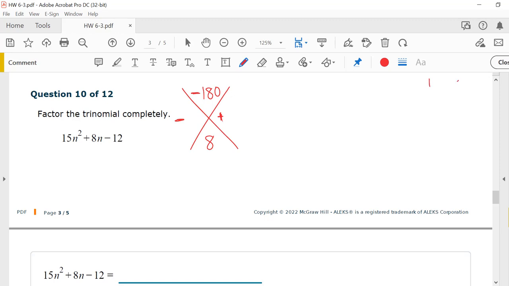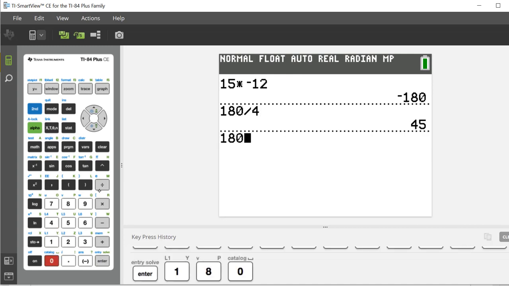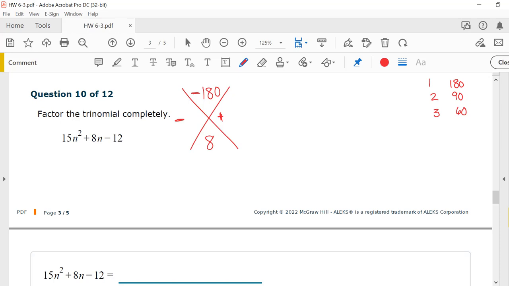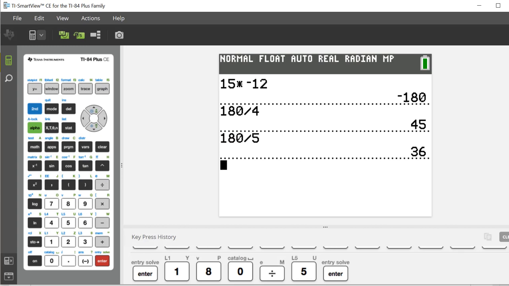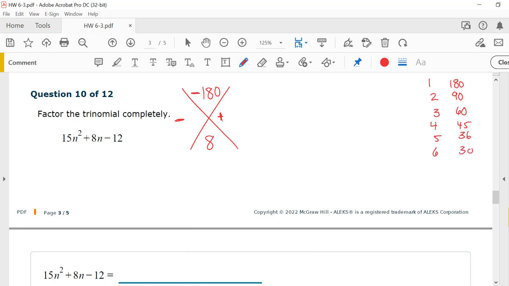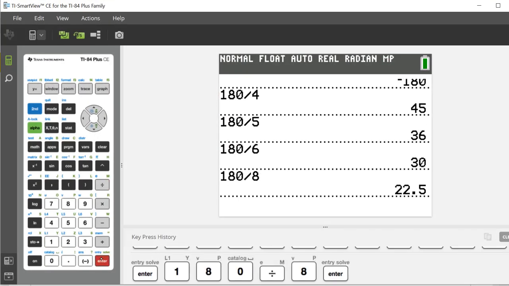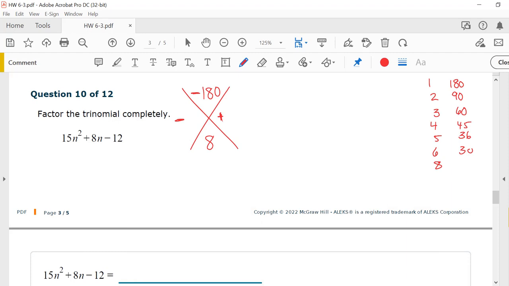Factors of 180. 1 and 180, 2 and 90, 3 and 60, 4 and 45, 5 and 36. Is that right? Yep. About 6 and 30. 7, no, 8. Nope. 9 and 20.